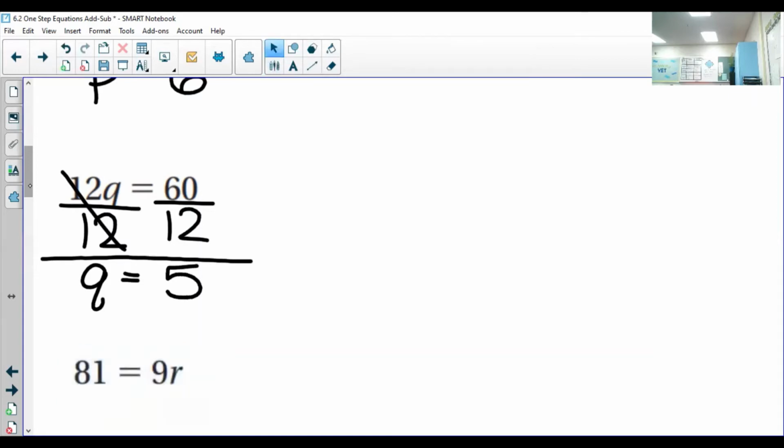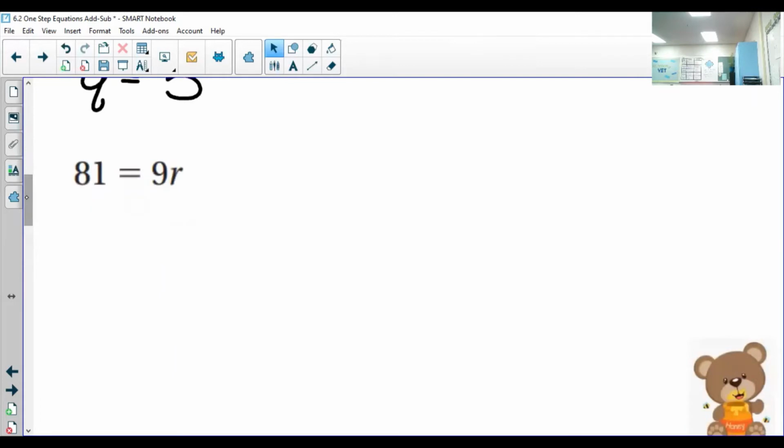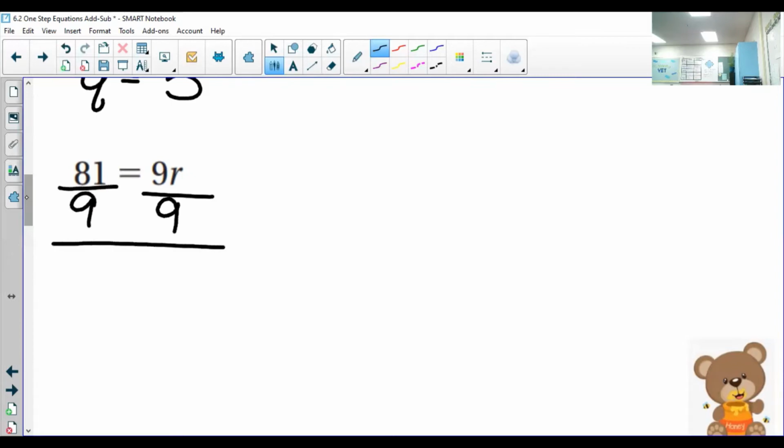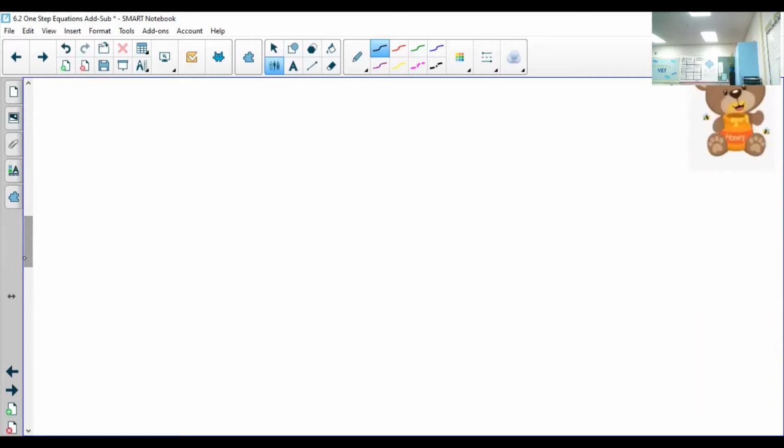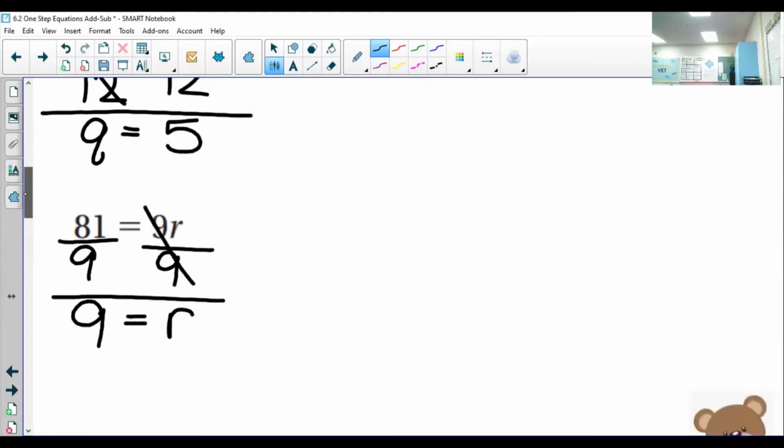Okay, next one. I have 81 equals 9 times r. Ooh, okay, well, the side that my variable is on is the right, so I know that's what I'm going to be dividing. I'm going to try and get that r all by itself. So I'm going to divide by 9 on both sides, cross off my 9s, and all I have left is r equals 81 divided by 9 is 9. Okay. All right. So hopefully this makes a little bit of sense. You're going to divide on both sides because that's the opposite of multiply.